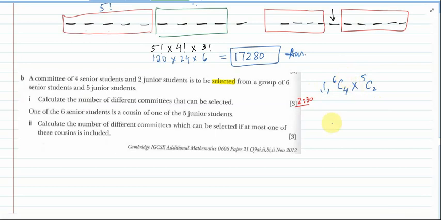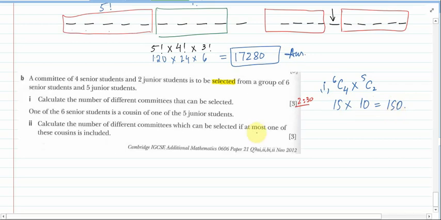So its value will be 6 combination 4, which is 15, times 5 combination 2, which is 10. 15 times 10 leads to 150. That is your first part answer. After that, calculate the number of different committees which can be selected if at most one of these cousins is included.